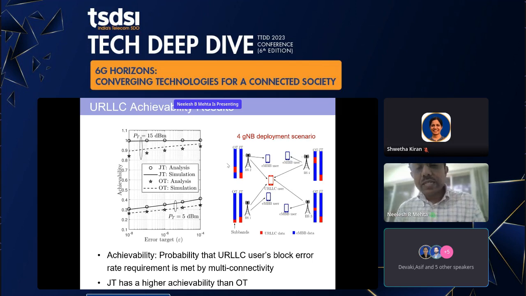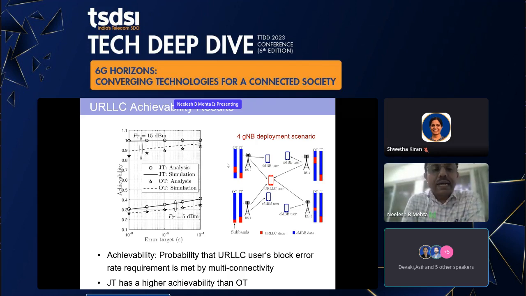And they're trying to serve a URLLC user. And what I'm showing you here is what we called achievability as a function of the URLLC error target. So look at the error targets, the x-axis, it ranges from 10 power minus 8, really, really tight error targets, to 10 power minus 4, which is still also quite tight. And the achievability, the way you want to think about it is the probability that you can meet the error rate requirements of the URLLC user. Who meets the error rate requirements? Multi-connectivity. So the probability that the user's block error rate requirement is met by multi-connectivity, that's achievability. So the higher, the better, and that's really what you want to strive for.